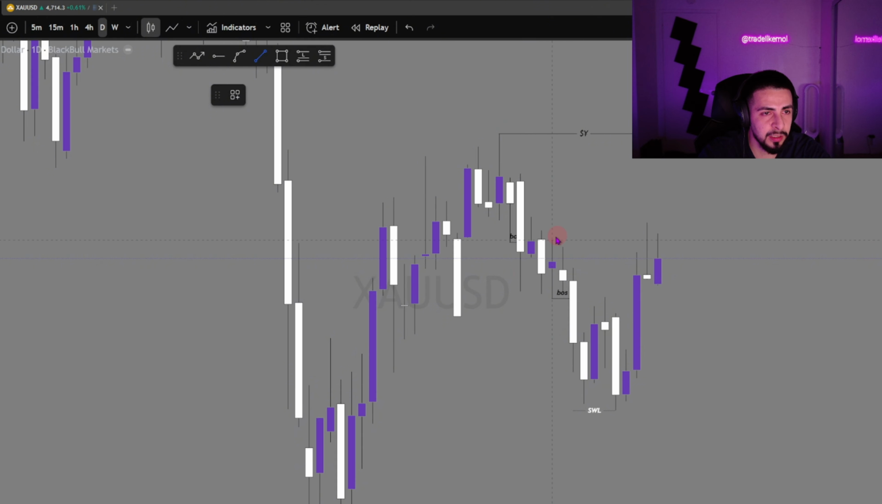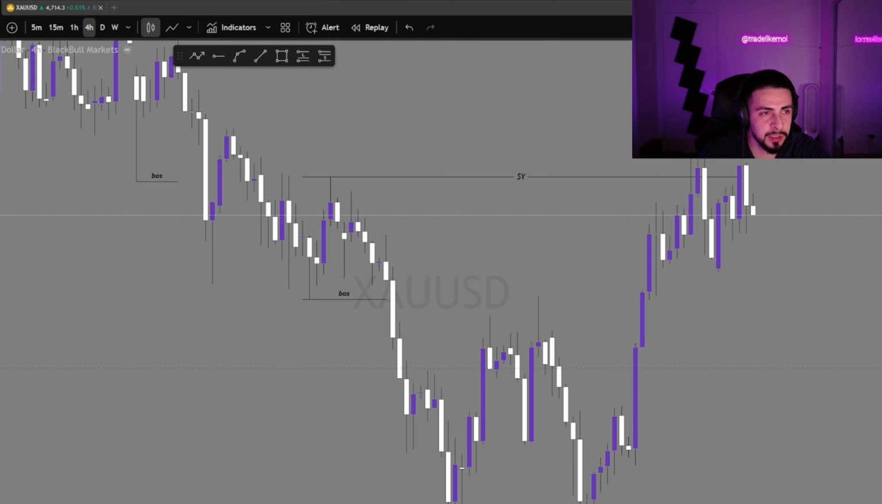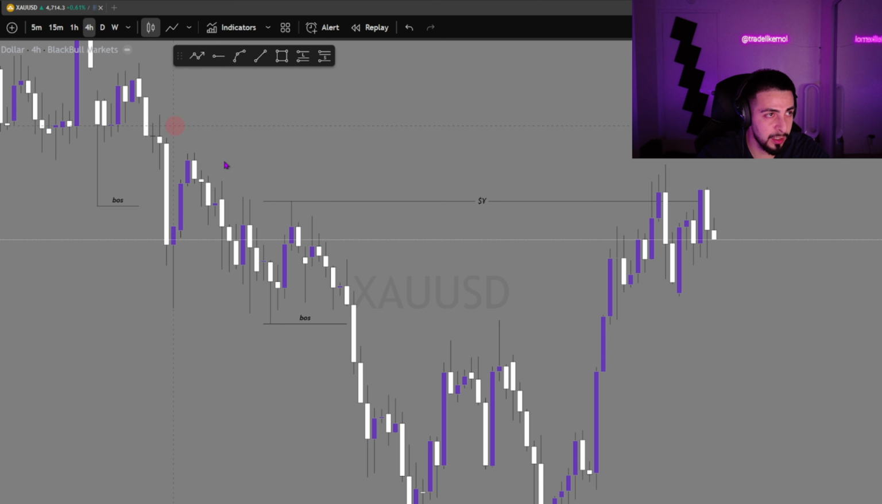And same thing here, that is its lower high before the break. So that is your liquidity on the daily. That is your daily liquidity, and you can potentially look for a sell there. So that's the daily.